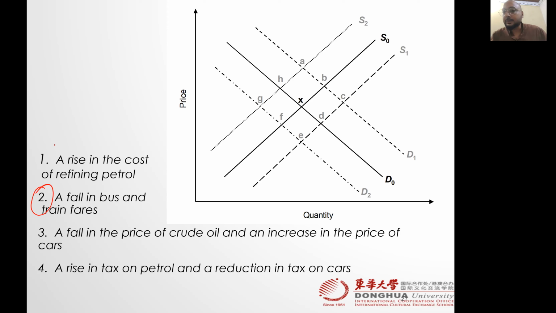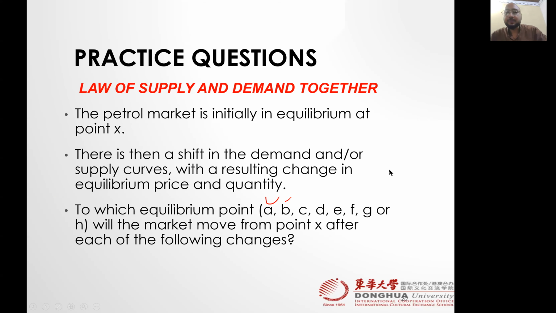Did you go through the first picture? Now take this picture. Again, take this picture, just read the question here. The petrol market is initially in equilibrium, which is at point X. The darker circle tells you that we are on the equilibrium side. There is then a shift in the demand curve or supply curve with the resulting change in equilibrium price or quantity. To which equilibrium point A, B, C, D, E, F, G, or H will the market move from point X after each of the following changes?